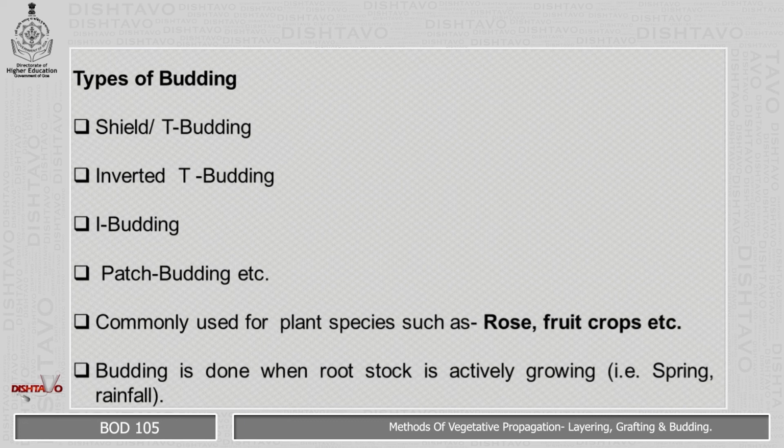Next we have patch budding. In this, a full patch of bark is removed with one or two buds, and this bud is inserted in a rootstock. Commonly this method is used for plant species such as rose and various fruit crops. Budding is done when the rootstock is actively growing, that is either in spring or in the rainy season.